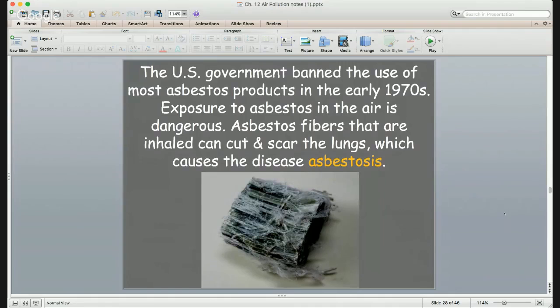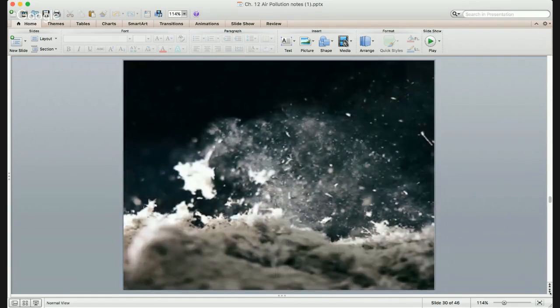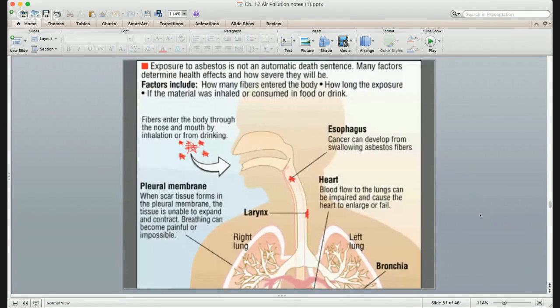But what they were finding was that when you breathe in this asbestos, it can actually cut and scar your lungs and cause something called asbestosis. And this is kind of what it looks like. It looks almost like insulation, if you've ever seen what insulation looks like. And this is just another form of what asbestos looks like. As you can see, it's very fine. If you breathe it in, it can scar your lungs.